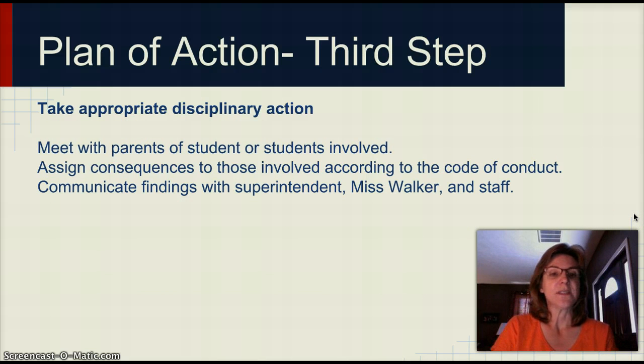The third step would be to take appropriate disciplinary action. I'm going to meet with the parents of the student or students involved if there's more than one. I'm going to assign consequences to those involved according to the Code of Conduct, and I'm going to communicate my findings with the superintendent, Ms. Walker, and the staff.